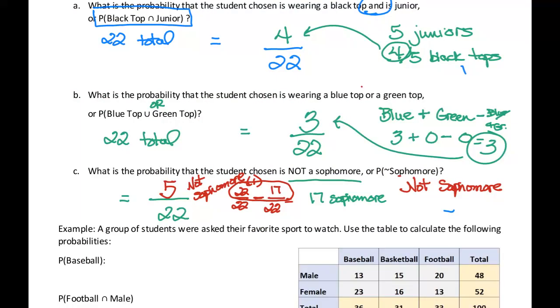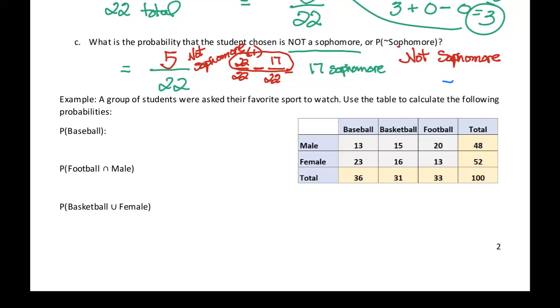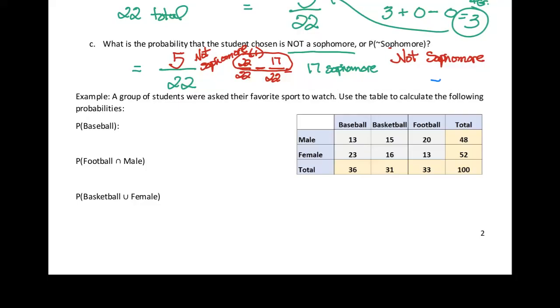Okay. All right, let's get to the bottom. This is the fun part. I think it's fun. Well, yeah, you're a math teacher. All right, this is called a two-way table. It says, a group of students were asked their favorite sport to watch. Use the table to calculate the following. So we have males and females, okay? We also have baseball, basketball, and football. We have total numbers in the last column, and we have total numbers in the last row, okay?